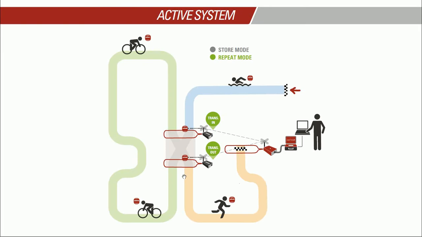First one using the active system with two loop boxes at the transition area and one main system at the finish line, receiving the repeated passings from the loop box and recording the finish times. All this, of course, with the Active Pro transponder.